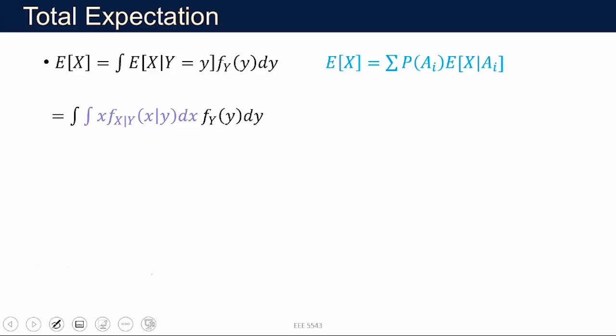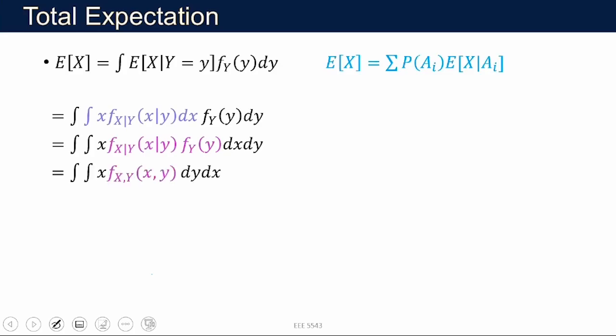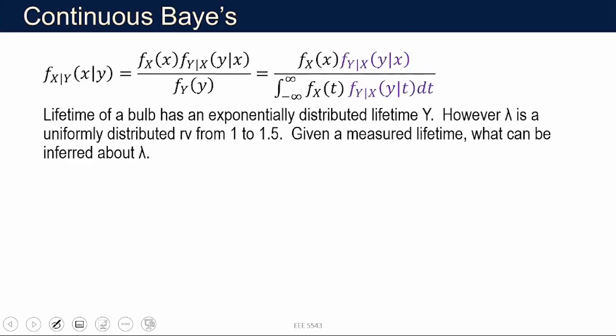We can then rearrange the terms a little bit, and we can see that we have the product of the conditional times the marginal, which gives us the joint distribution function. And then if we rearrange it a little bit, we realize that when we integrate with respect to y, our joint, we get the marginal of x, and then we get back to the identity for the expected value. This becomes quite useful when we start talking about Bayes inference.